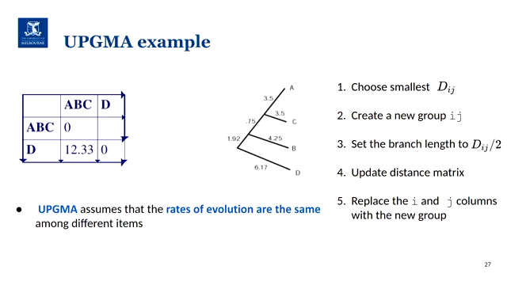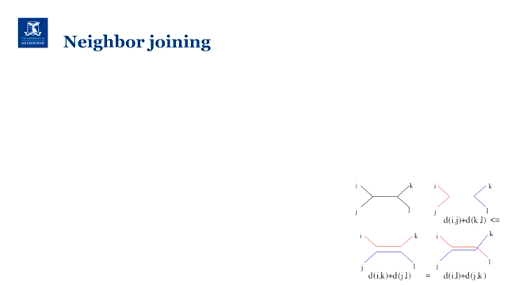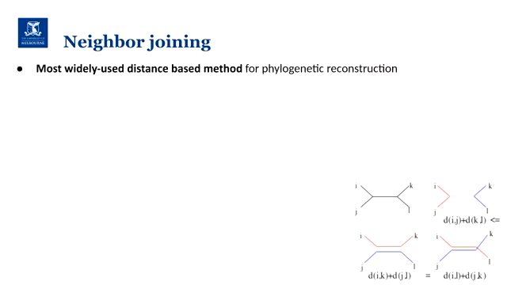And the main assumption, as I mentioned, is that the rates of evolution are the same among different items and among different positions in the same sequence. So you shouldn't use these methods if you don't have this assumption on your data. An alternative would be neighbor joining, which is probably the most widely used distance-based method for phylogenetic reconstruction. It is also used by other methods based on character reconstruction to generate an initial tree, because it's quite quick to run, and then the tree can be refined.